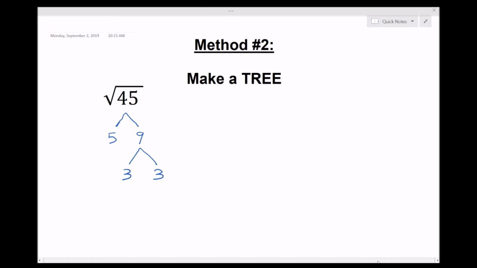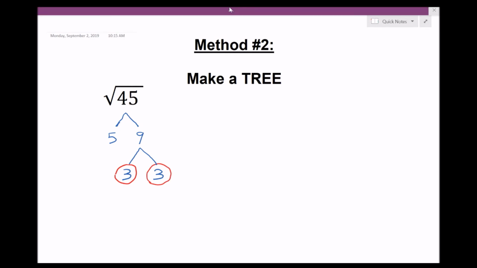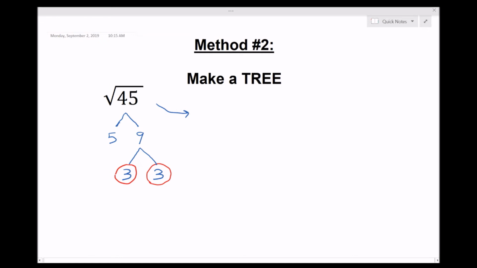Now, once you're finished splitting 45 completely, so once you have a complete tree where 45 is broken down into all of its ending branches, its prime factors, the next thing you ask yourself is, are there any pairs of matching ending branches? So out of 5, 3, and 3, are there any pairs? Well, sure, our pair is a pair of 3s, right? So 3 right here, another 3 right there. That's our pair.